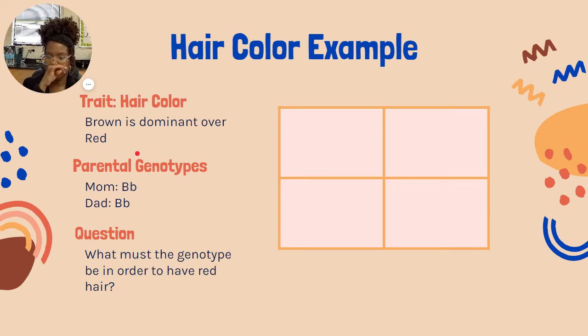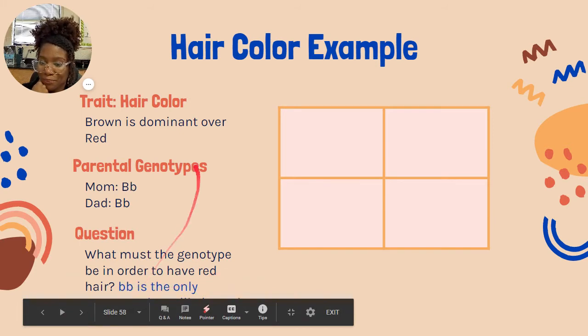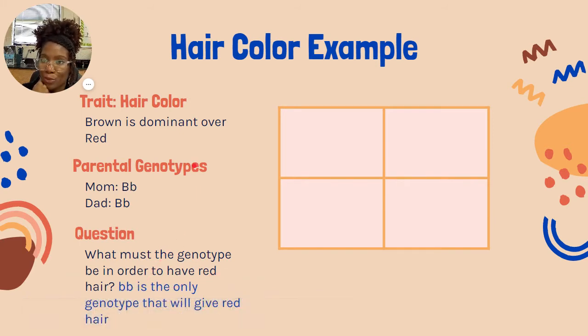What must the genotype be in order to have red hair? Well, brown is dominant over red, so red is recessive, so that means the genotype for red hair is going to be both recessive: little b, little b.